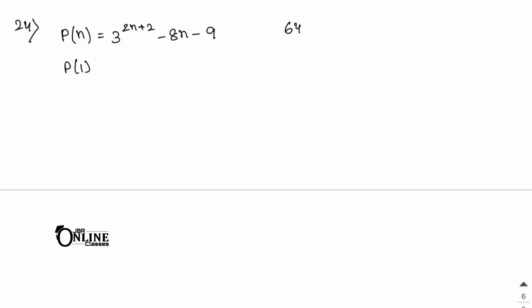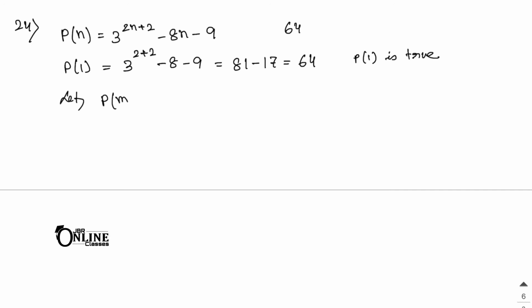Then for P1, that equals 3 to the power 2 plus 2, then minus 8 minus 9. So 3 to the power 2 plus 2 means 3 to the power 4, which means 81 minus 17. That equals 64, and definitely 64 is a multiple of 64. That means P1 is true. Now let Pm be true.